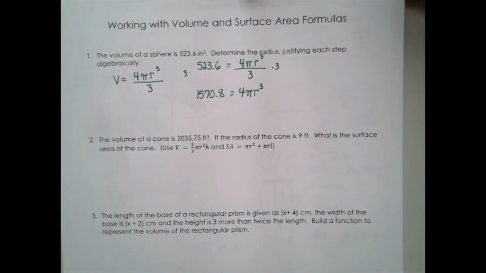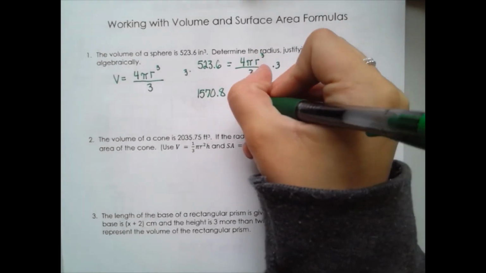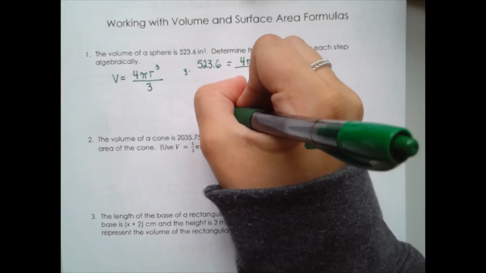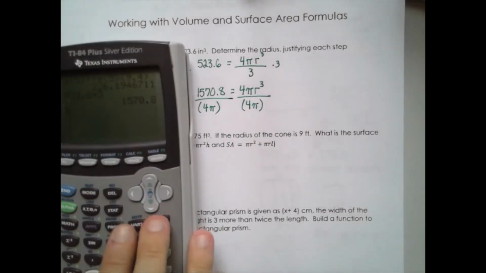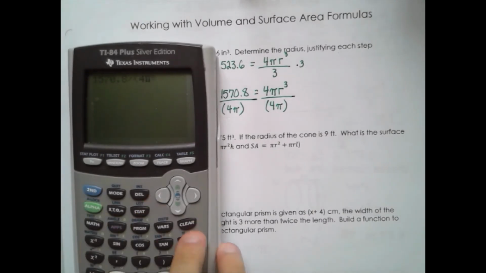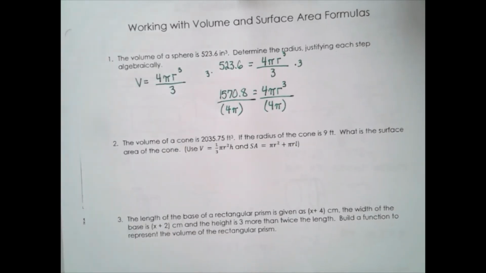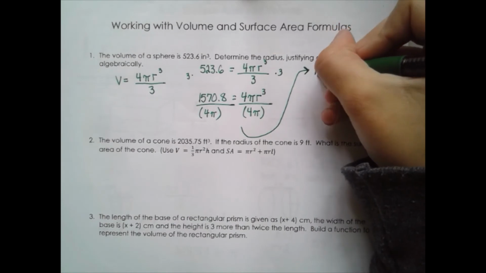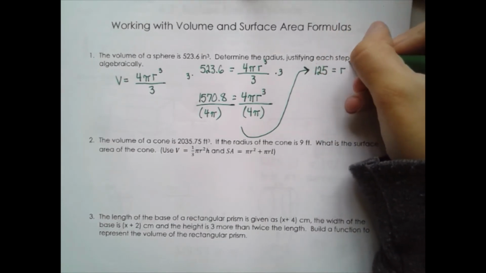From there, we need to get rid of the 4 pi. Now, you are allowed to get rid of the 4 and the pi at the same time, but we have to put it in parentheses when we divide. The reason for that is if we don't put it in parentheses, it'll actually end up doing a weird order of operations thing where it multiplies by pi. So 1,570.8 divided by 4 pi in parentheses. And that's going to get rid of all of the 4 pi stuff. That leaves us with 125, so 125 equals r cubed.